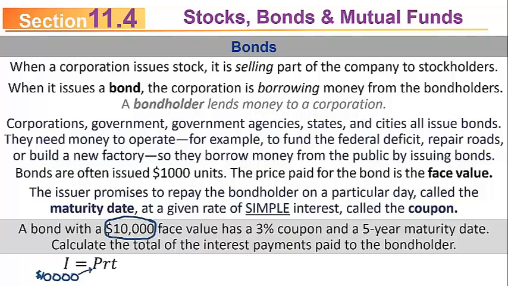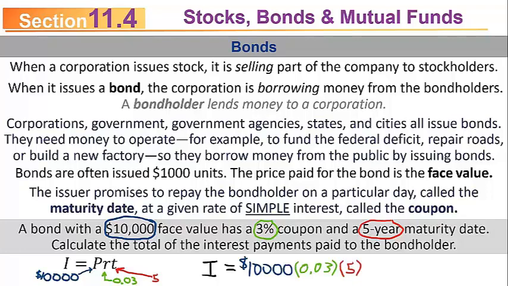It's a $10,000 face value, so that's P. The interest rate's 3%, so that's 0.03. And you're doing it for 5 years, so T is 5. So the amount of interest is 10,000 times 0.03 times 5, and that comes out to be $1,500. So a bond with a $10,000 face value at a 3% coupon and a 5-year maturity date will pay interest of $1,500 at the end of that 5-year period.